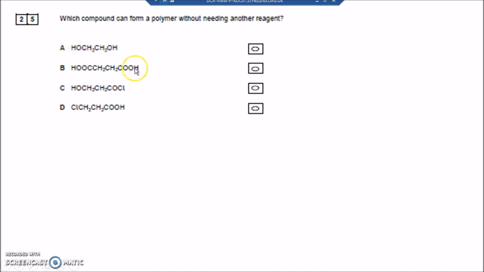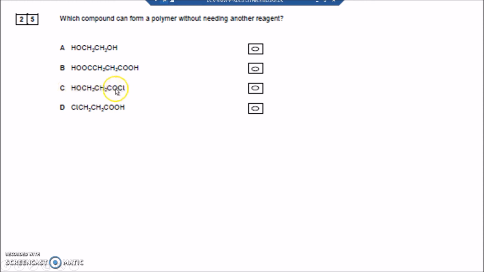So I need two different groups, one at one end which will bond with a different group at the other end. So I've got two ols here, a diol, and I've got a dioic acid here. So A and B are immediately ruled out. C and D: this has got an OH and a COCl, so that's a possibility. This one's got a Cl and a COH.